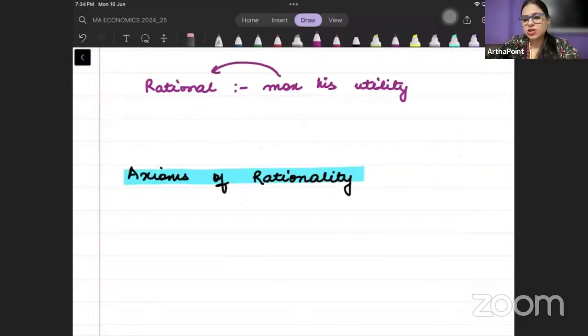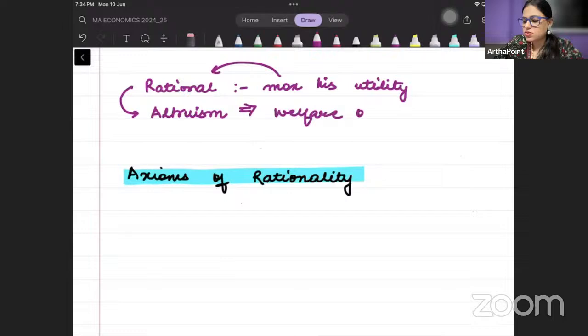The opposite of rationality, Snyder takes an example and explains in his book, is altruism, or an altruistic consumer. He is a consumer who is very happy with the welfare of others. Maybe our parents. They are more concerned about the welfare of children rather than taking decisions for their own welfare. So we can say that parents are altruistic in nature, but if we take care of our preferences, our satisfaction, then we are rational.